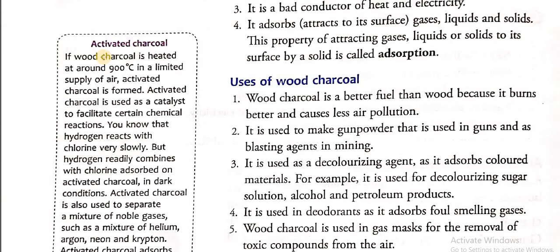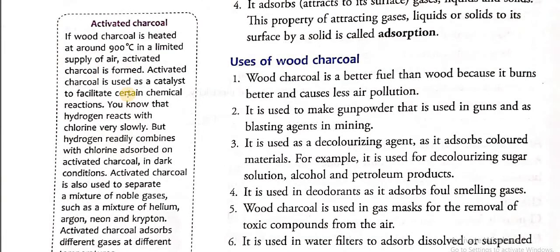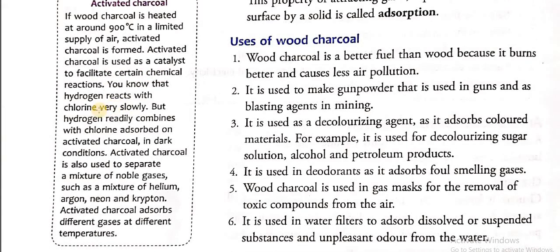The next term we need to know is activated charcoal. What is activated charcoal? If wood charcoal is heated at around 900 degrees Celsius in a limited supply of air, activated charcoal is formed. Activated charcoal is used as a catalyst to facilitate certain chemical reactions. Hydrogen reacts with chlorine very slowly, but hydrogen readily combines with chlorine adsorbed on activated charcoal, even in dark conditions. Activated charcoal is also used to separate a mixture of noble gases such as helium, argon, neon, and krypton. Activated charcoal adsorbs different gases at different temperatures. These are the functions of activated charcoal.